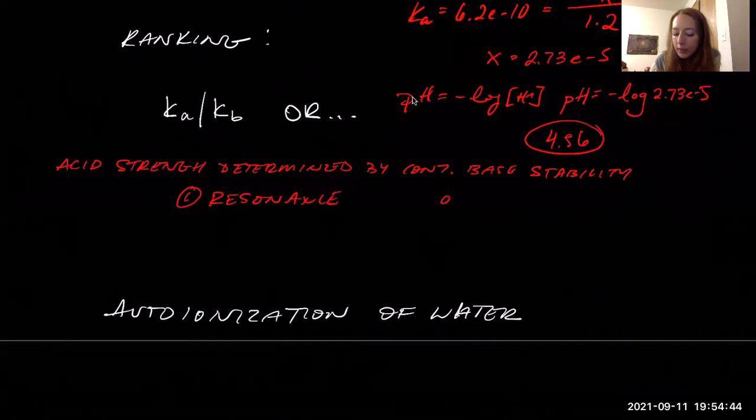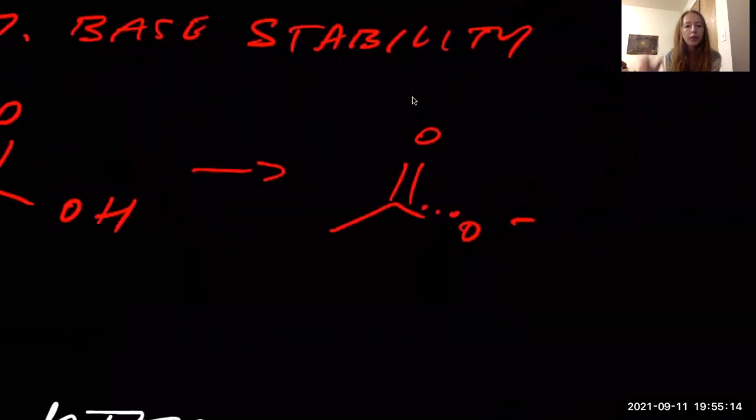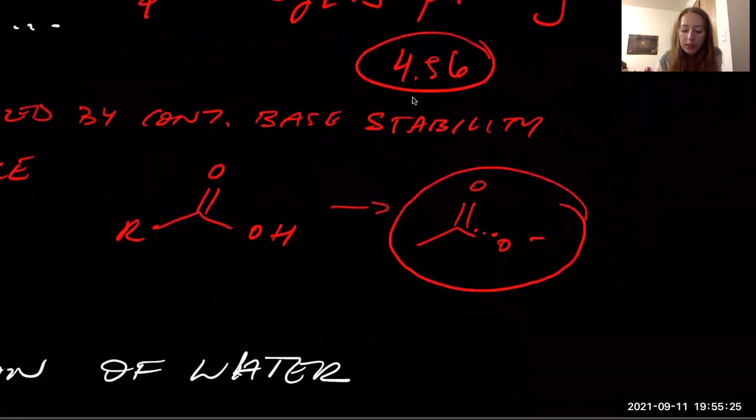So whenever you see something like this, and whatever could be here, it doesn't matter, so I'm just labeling that R. When this becomes the conjugate base, it'll be something like that. Okay. But that resonance is right over here. So that resonance will go ahead and share those electrons with the other oxygen and make it more comfortable losing that proton. And then, yeah, so this is a more stable conjugate base.